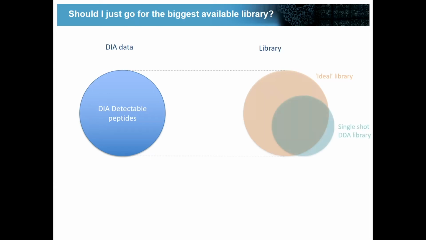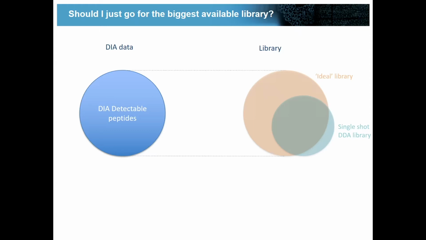So you can do a single shot analysis of the same sample that you have, and you'll get a library which looks something like this. There'll be some overlap with this ideal library, but you might get a few extra things that are not detectable in the DIA data for some reason, but there's a whole chunk here that is going to be missing, so you're not fully exploiting what's available in the DIA data.